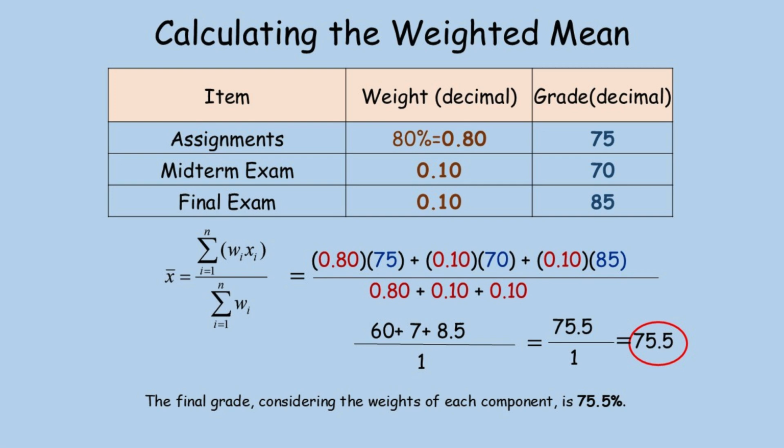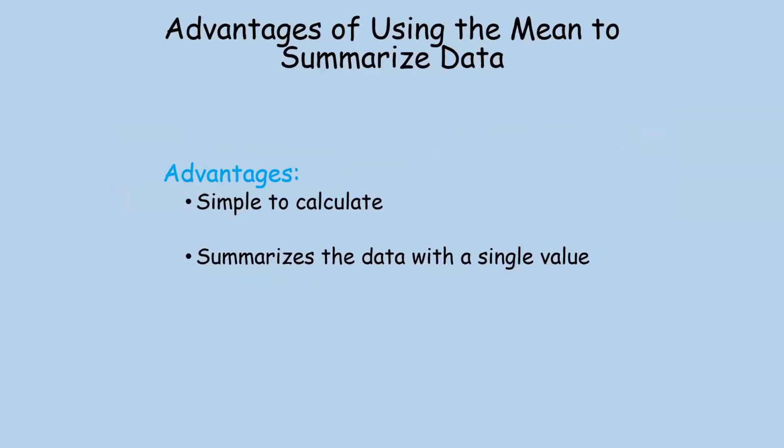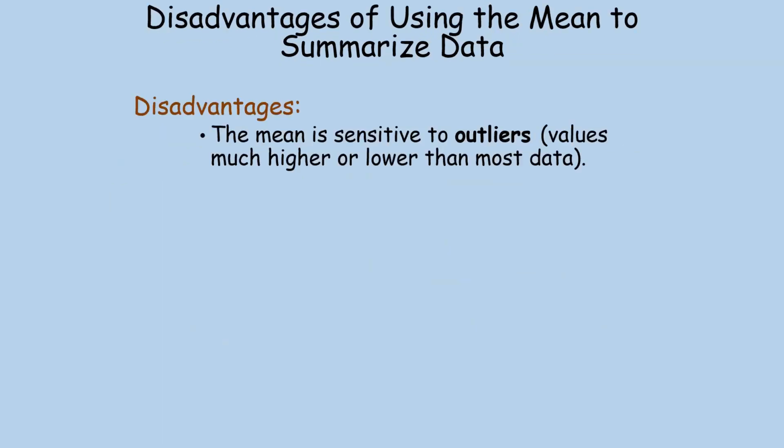Now we add all these values. That gives us a final score of 75.5 after being divided by 1. So the weighted mean for these grades is 75.5%. Advantages and disadvantages of the mean: simple to calculate and understand, summarizes data with a single value. Disadvantages: sensitive to outliers. Outliers are those values that are way higher or lower than most of the data.